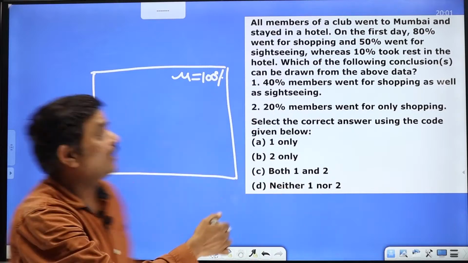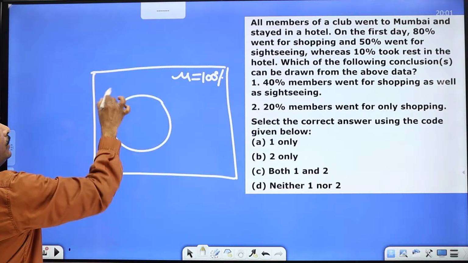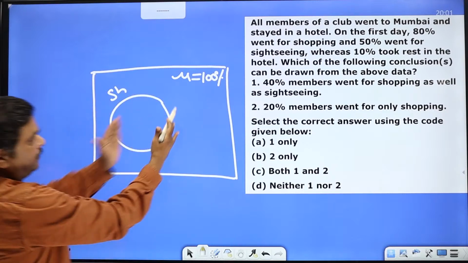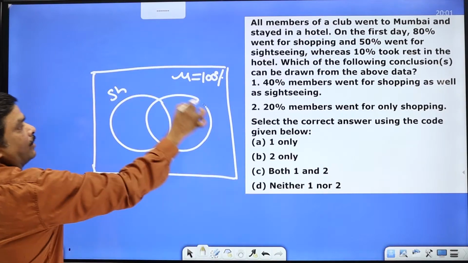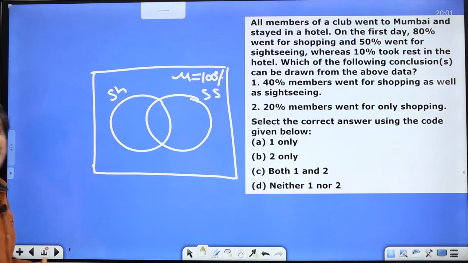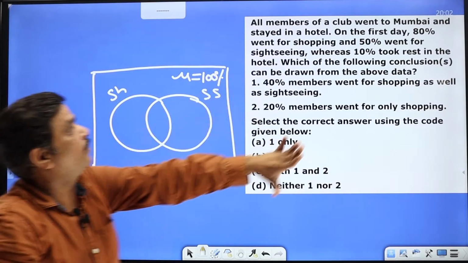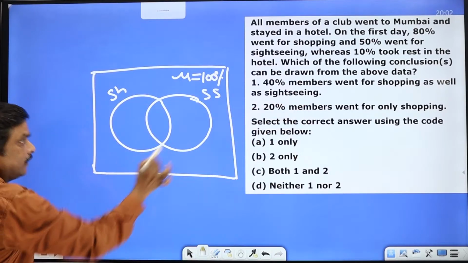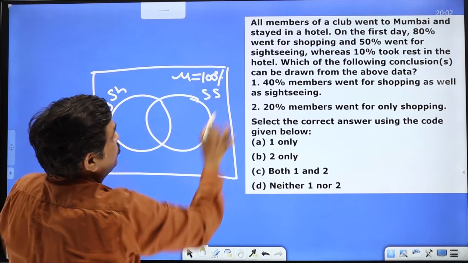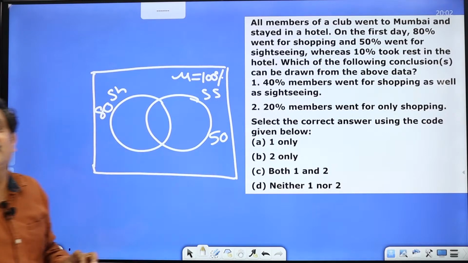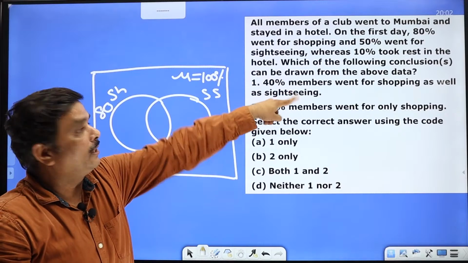Now I'm going to show that here. How are shopping and sightseeing shown? I'm taking this one as shopping. And one conclusion is clear: there are some people who went for shopping as well as sightseeing. Common people are also there. This is sightseeing I'm keeping. Common persons will come here. Total is 100%. Now the total circle here should show 80%. I'm writing here. Now this total circle should show 50%. I'm writing. There should be common people, and moreover, they have given 10% took rest.